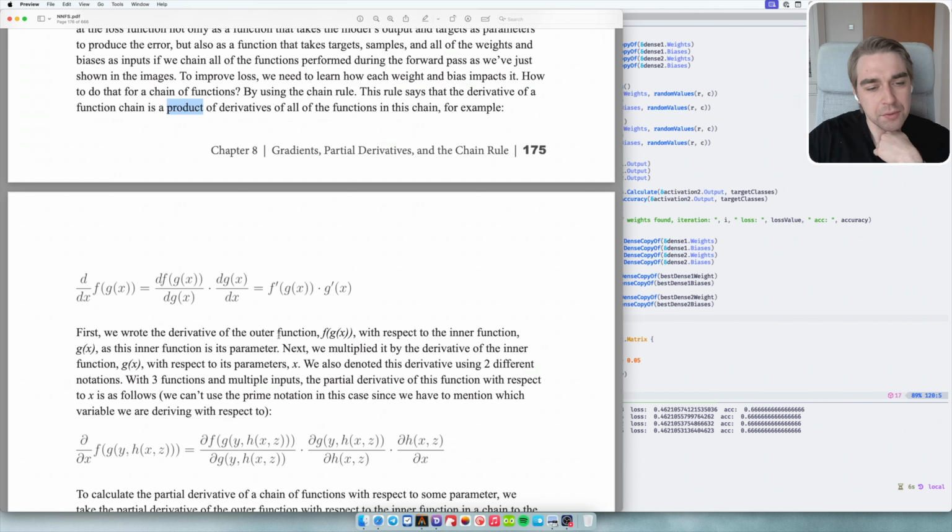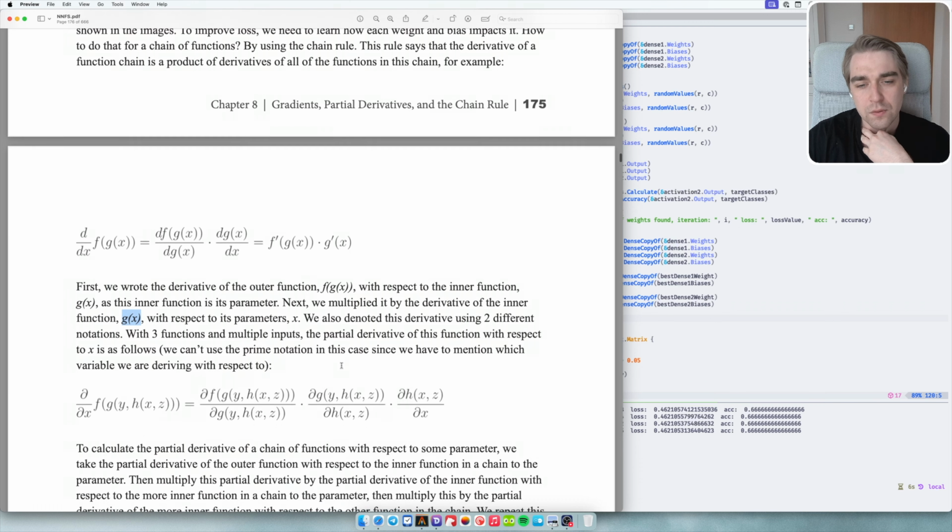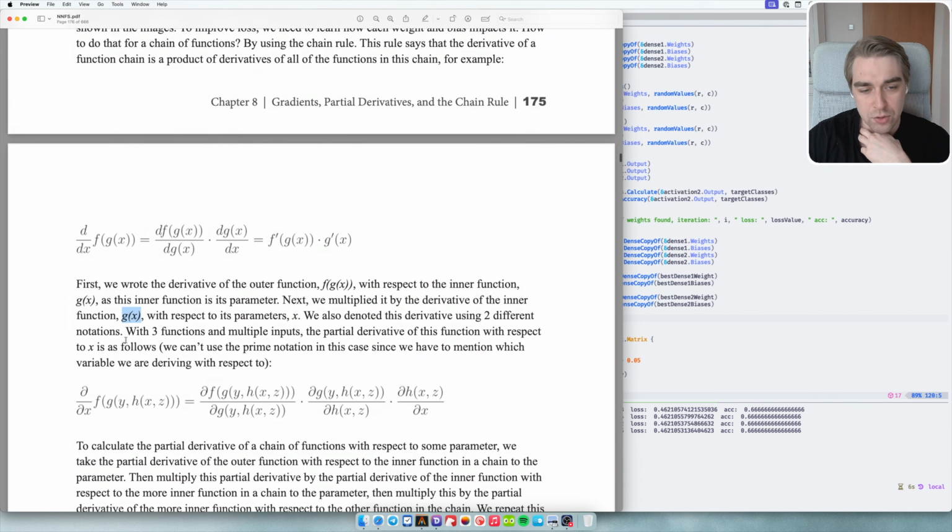First we wrote the derivative of the outer function with respect to the inner function g, as this inner function is its parameter. Next, we multiplied it by the derivative of the inner function g of x with respect to its parameters. We also denoted this derivative using two different notations.